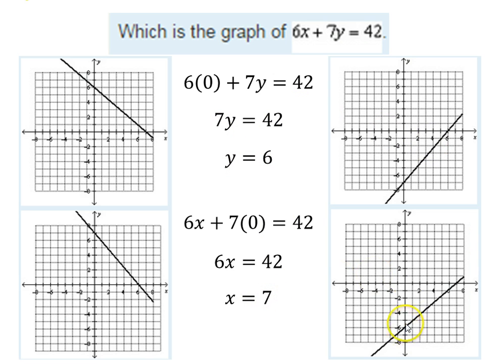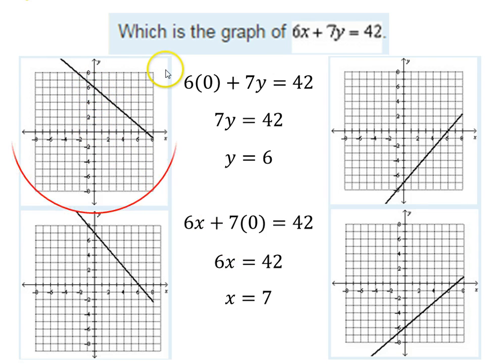If we look at this one down here, this has an x-intercept of 7, matches that, but a y-intercept of -6. So this can't be the answer right here. This one has an x-intercept of 6, doesn't match 7, so that can't be correct either. This one here has an x-intercept of 6. Doesn't match that one. This one looks pretty similar. This has an x-intercept of 7, which matches what we found, and a y-intercept of 6.